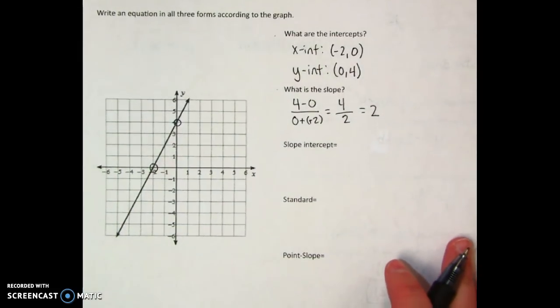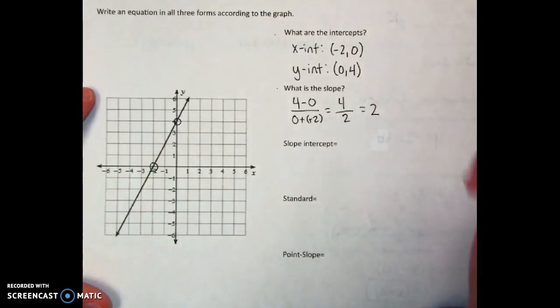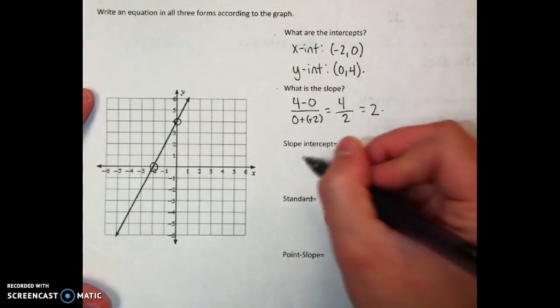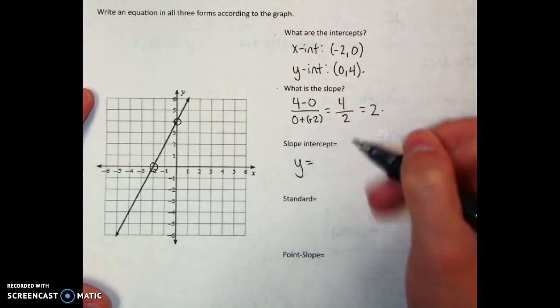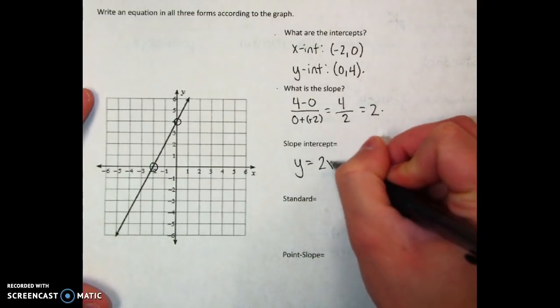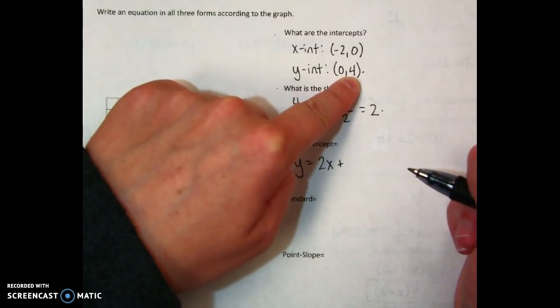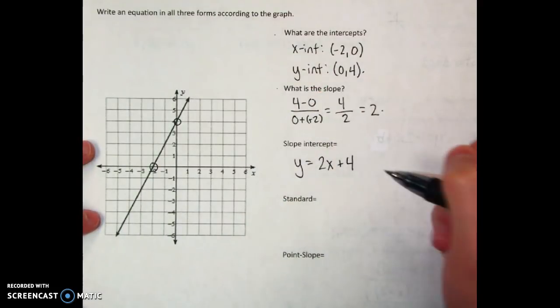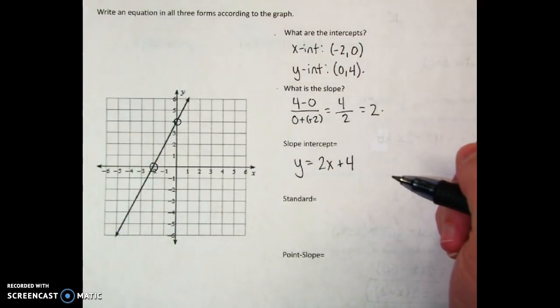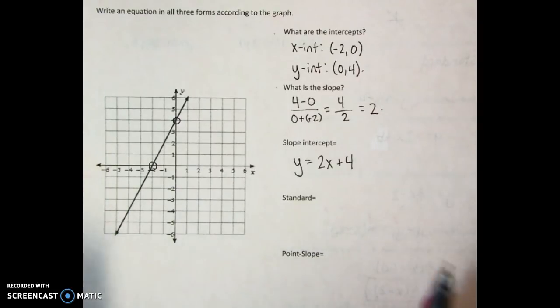Okay, so for slope-intercept, this one's easy because I can just plug in the slope and the y-intercept. So y equals, slope is 2, so 2x plus the y-intercept is 0, 4, but in this case it's just 4 because I want to know what the y is there. Okay, so that's slope-intercept form.